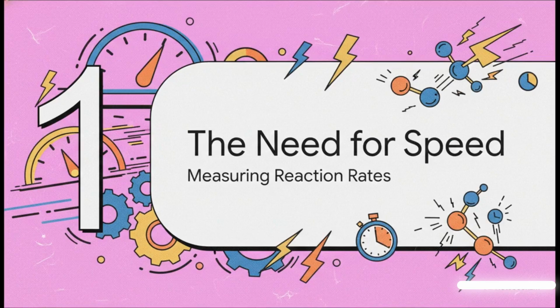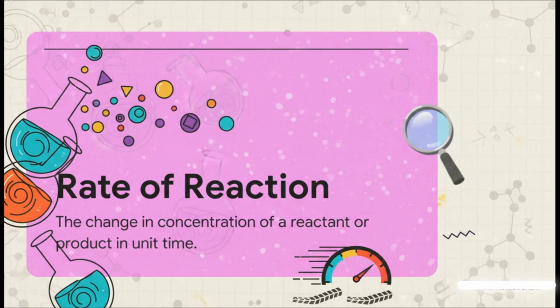Okay, first things first. How do we even talk about the speed of a reaction? I mean, before we can start controlling things, we have to have a way to measure them, right? So, what is a reaction rate? Well, it's actually pretty simple. It's just how much the concentration of a chemical changes over a certain amount of time. Seriously, think of it just like a car's speed. But instead of kilometers per hour, we're talking about something like moles per liter per second.